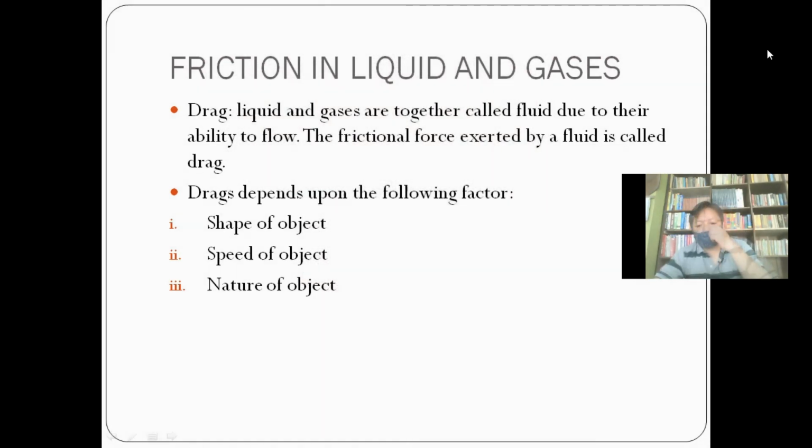And point number three, nature of the liquid. The drag created by a fluid depends on its density and viscosity. For example, a boat will move faster in a pool of water than in a pool of melted chocolate.